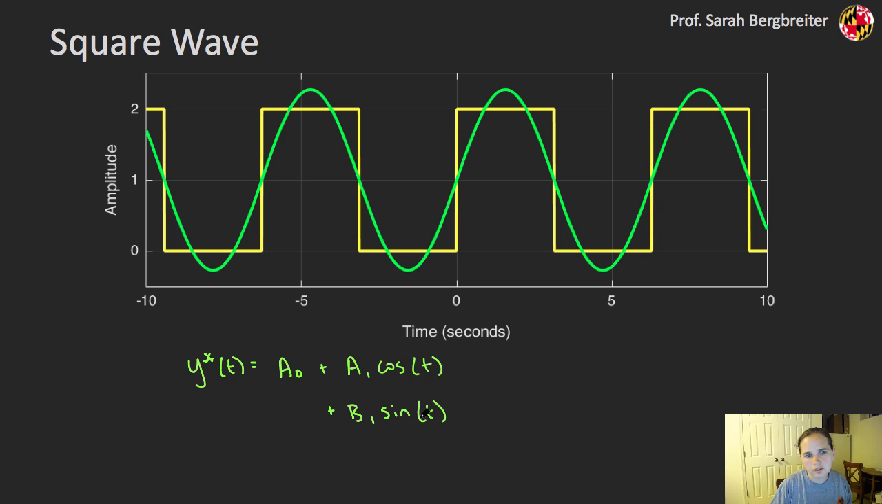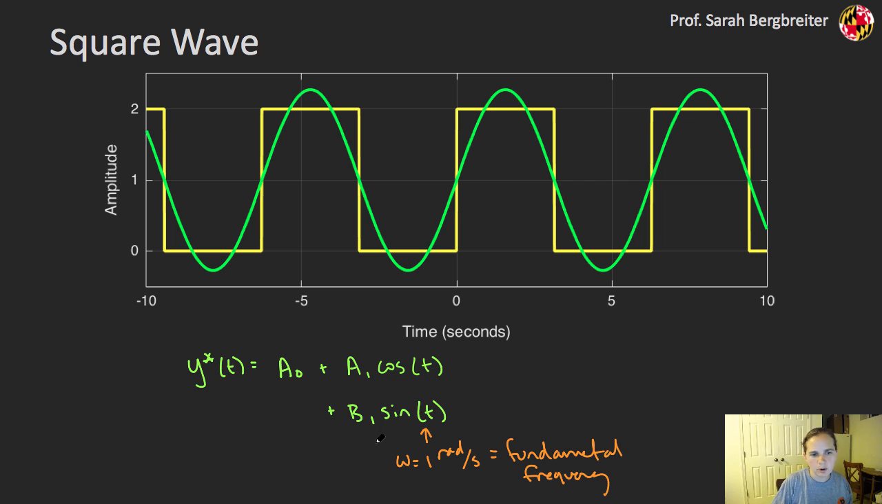And then I also want to explain my choice of frequency here. So in this case, I used a sinusoid that has the same frequency, omega equals 1 radian per second, as my square wave. And this is generally going to be the case if I have a periodic signal. The period of that signal is going to define what we call the fundamental frequency. So in this case, omega equal to 1 radian per second is going to define my fundamental frequency.